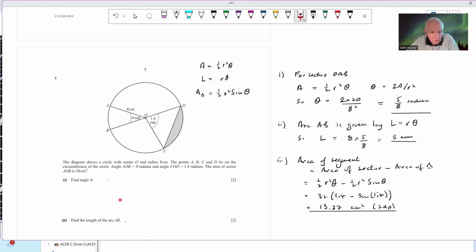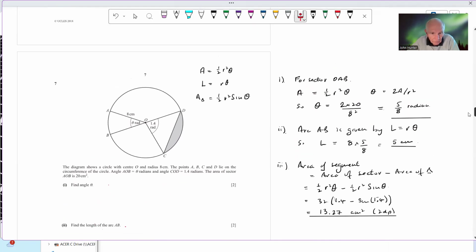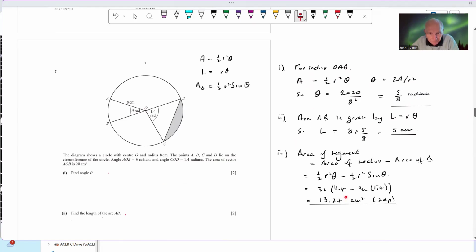Good. Okay, and it says find the length of arc AB. Okay, so the length of an arc is given by this formula. So quite simply, now we know what that is. We obviously know what that is. We can just compute this directly. L equals 8 times 5/8. So that's going to be 5 centimeters.